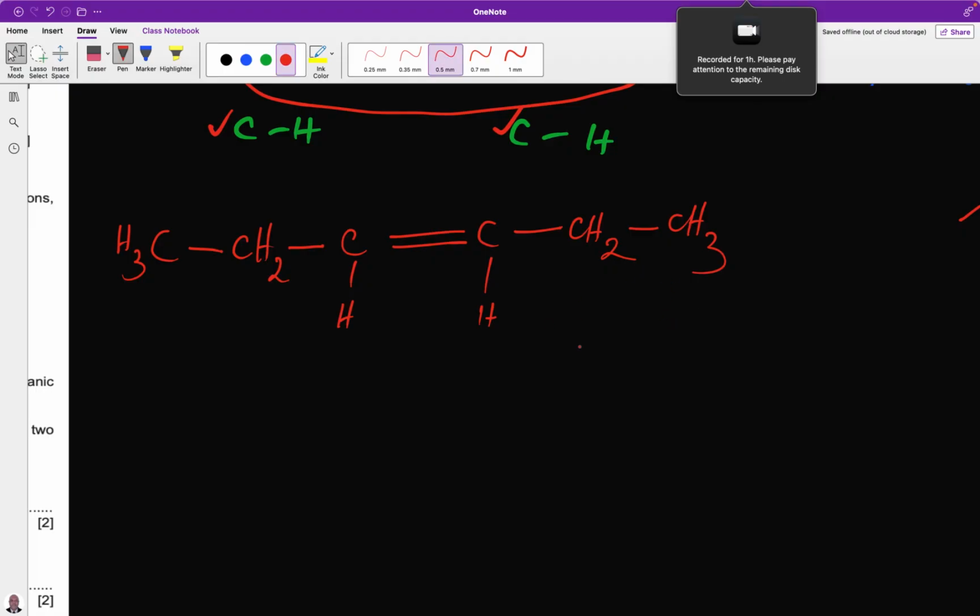Why? If it undergoes oxidation, what will happen there? There will be a splitting here under the harsh condition, hot and concentrated acidified manganate(VII). It will split there, and the result will be this one. The result will be H.